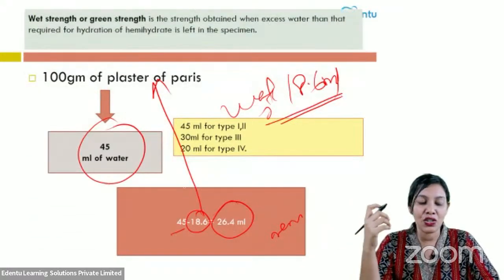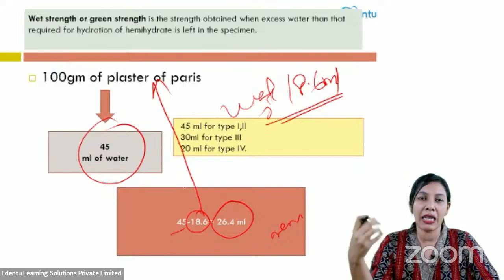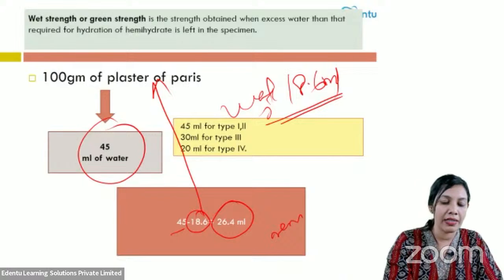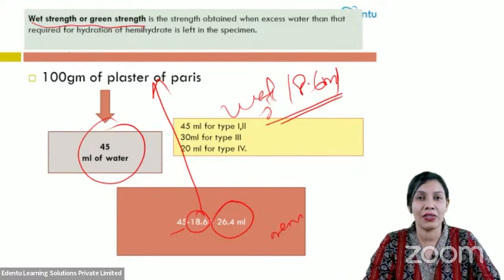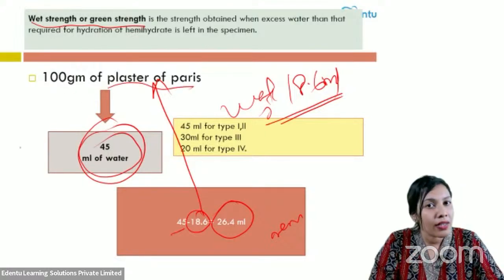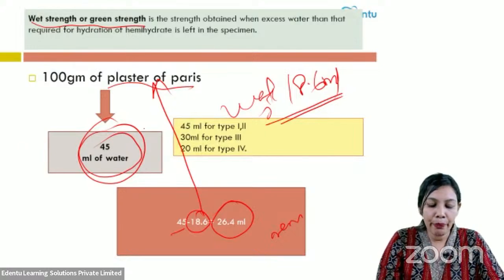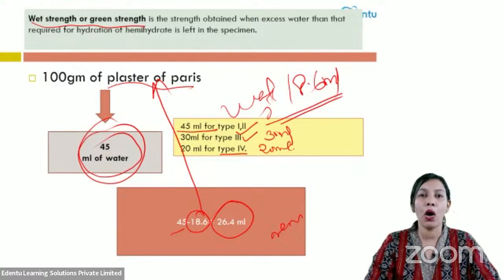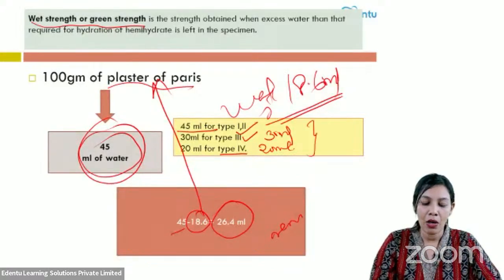The strength which we get from the remaining or excess water in plaster of Paris is called wet strength or green strength. So you need to memorize these values. For plaster of Paris, 45 ml of water is given. For type 1 and type 2, it is 45 ml. For type 3, it is 30 ml of water. For type 4, it is 20 ml of water. For all the products of gypsum, the water of crystallization is 18.6 ml.